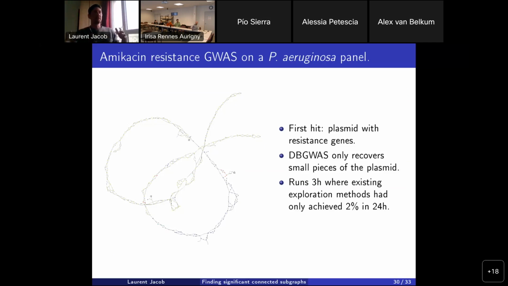If we want to do the same test, but we use more naive exploration methods than what we proposed, then instead of running in 3 hours like our method, it will never finish in a reasonable time, because in 24 hours we had only explored 2% of what we managed to do with our method.